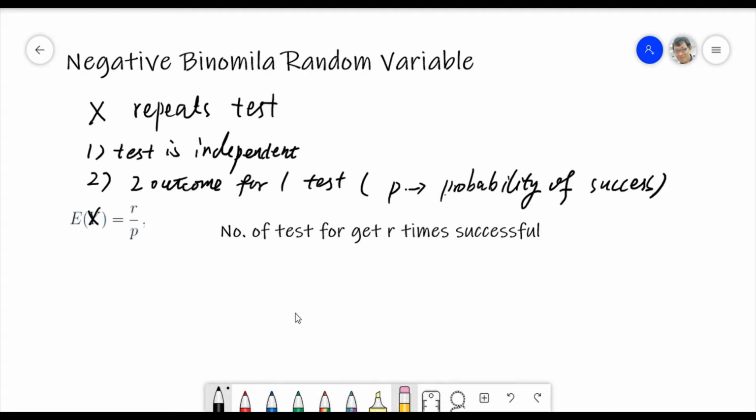Okay. So the first is you have to have X represent the test. How many tests you have to do? I call it test, but in fact they also can call it trial, also can call it experiment. So the experiments are independent. What does that mean? Independent means that the first trial and the second trial have no relation. And then only two outcomes, which means either success or fail for the test or for the experiment.